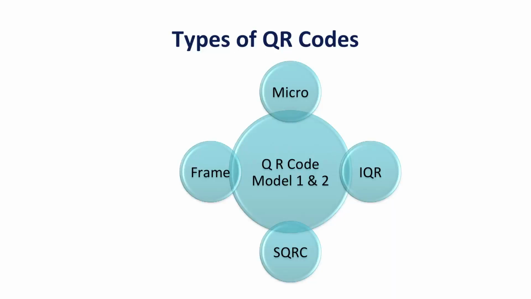Coming to the types of QR codes. QR codes are of different types: QR code model 1, QR code model 2, micro QR codes, iQR codes, SQRC and frame QR codes. Let me explain briefly about each type of QR code.